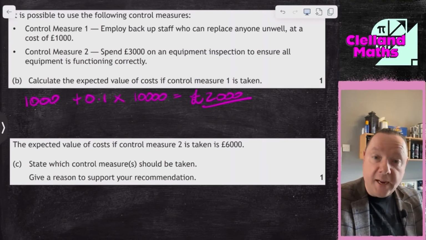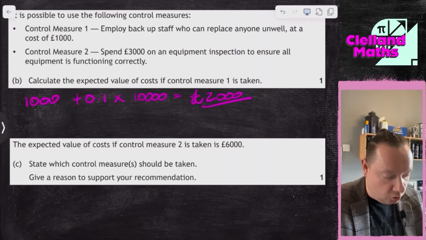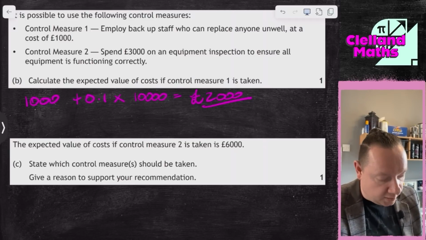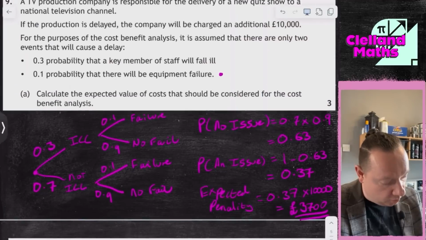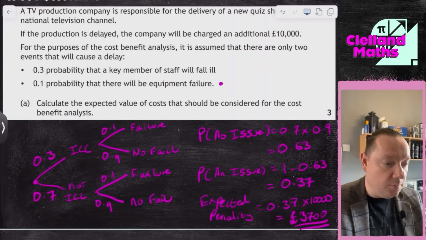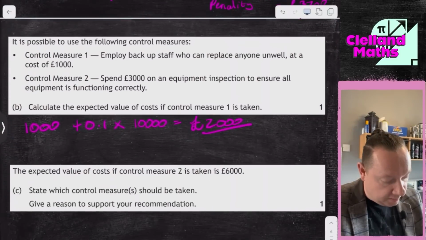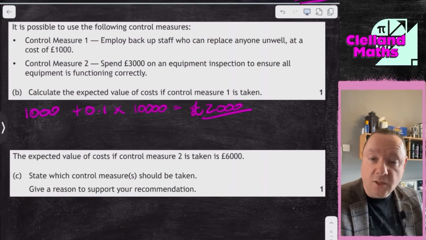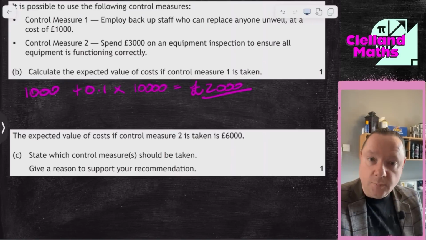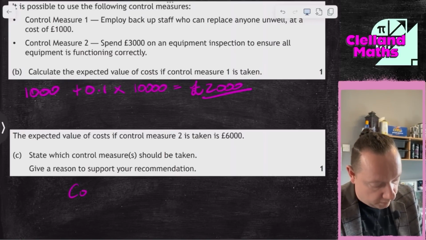Part C, the expected value of cost of control measure 2 is 6,000. They're just telling us, they're not asking us to work it out. State which control measure you should take. Well, we know that if you do nothing, it's expected to cost you £3,700. But if you take control measure 1, it's going to be 2,000 in the long run, and control measure 2 is 6,000. So it's obviously the cheapest one, isn't it? So control measure 1.